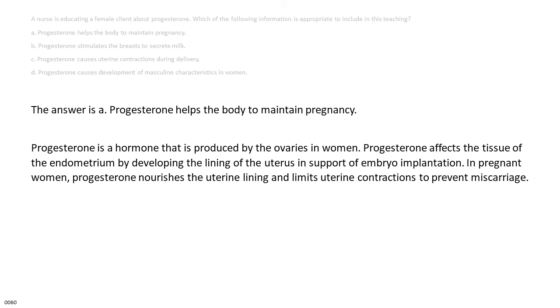Progesterone is a hormone that is produced by the ovaries in women. Progesterone affects the tissue of the endometrium by developing the lining of the uterus in support of embryo implantation. In pregnant women, progesterone nourishes the uterine lining and limits uterine contractions to prevent miscarriage.